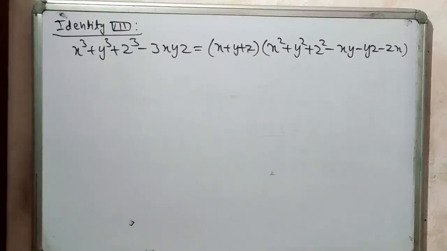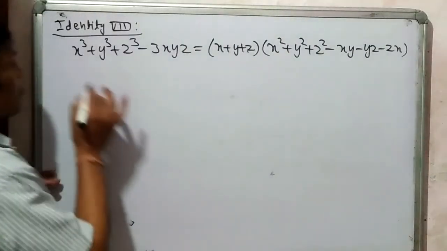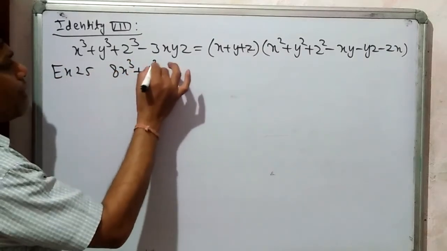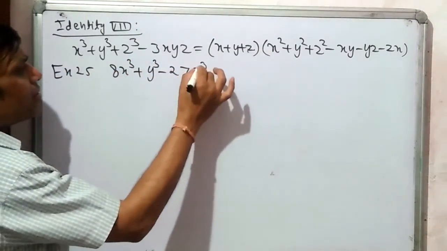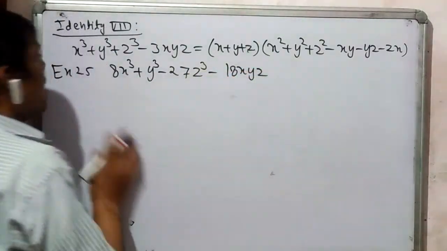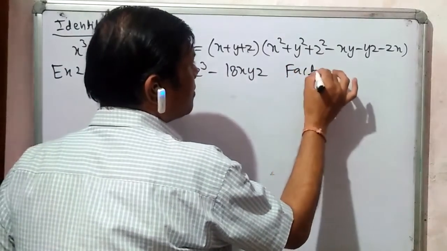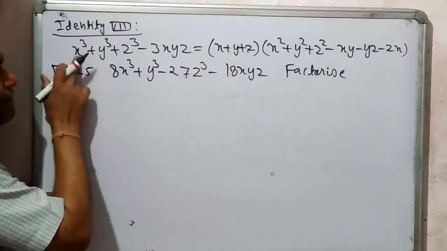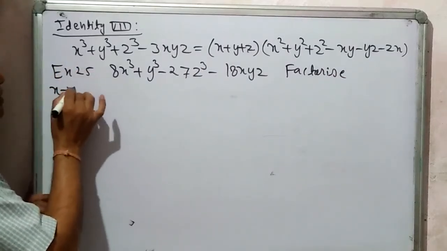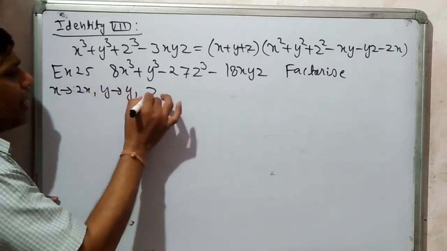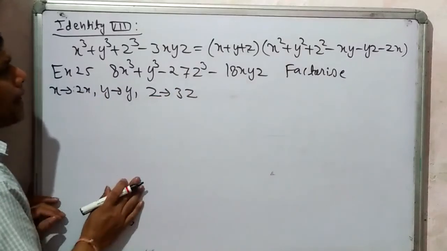The example that you have got is example number 25. Based on this, it is 8x cube plus y cube minus 27z cube minus 18xyz, and you have to factorize it. First thing that we identify is in place of x there is 2x, in place of y there is y, and in place of z there is 3z.